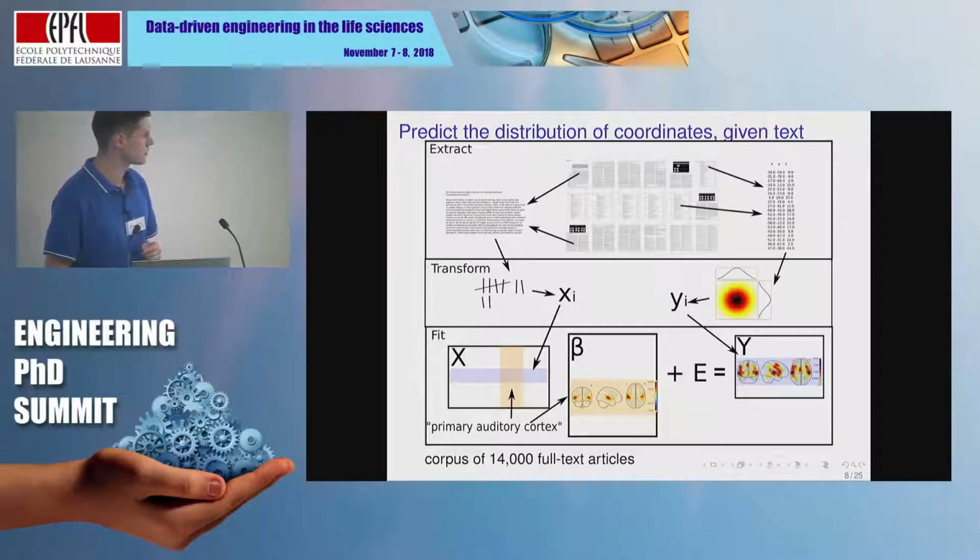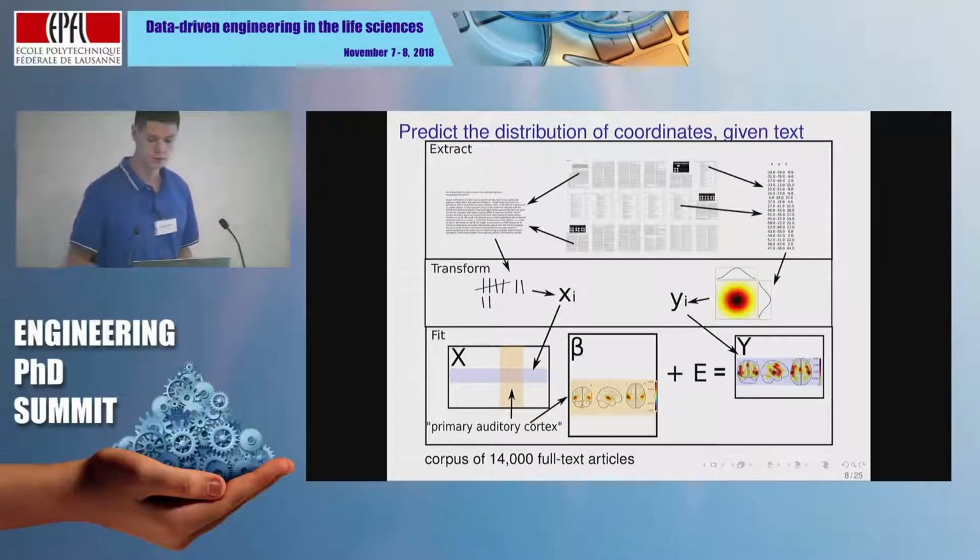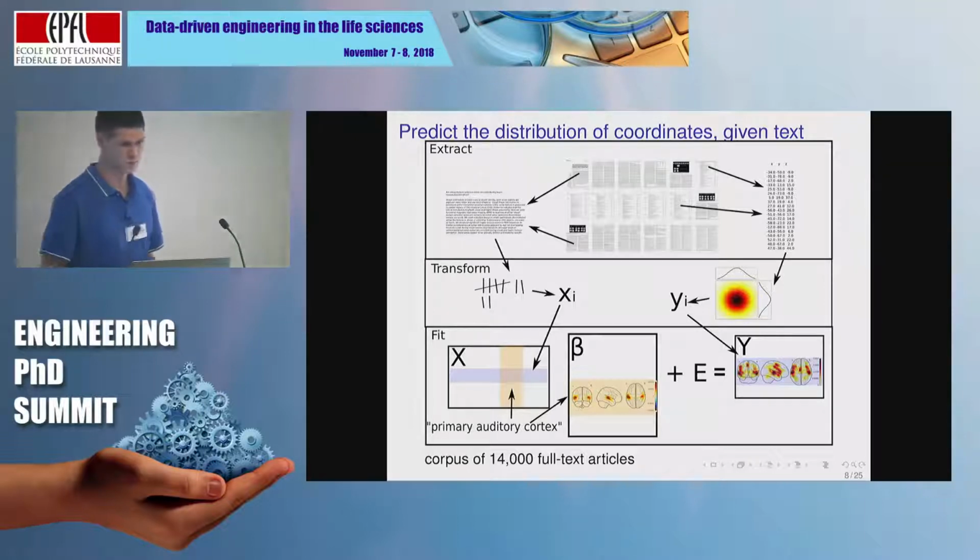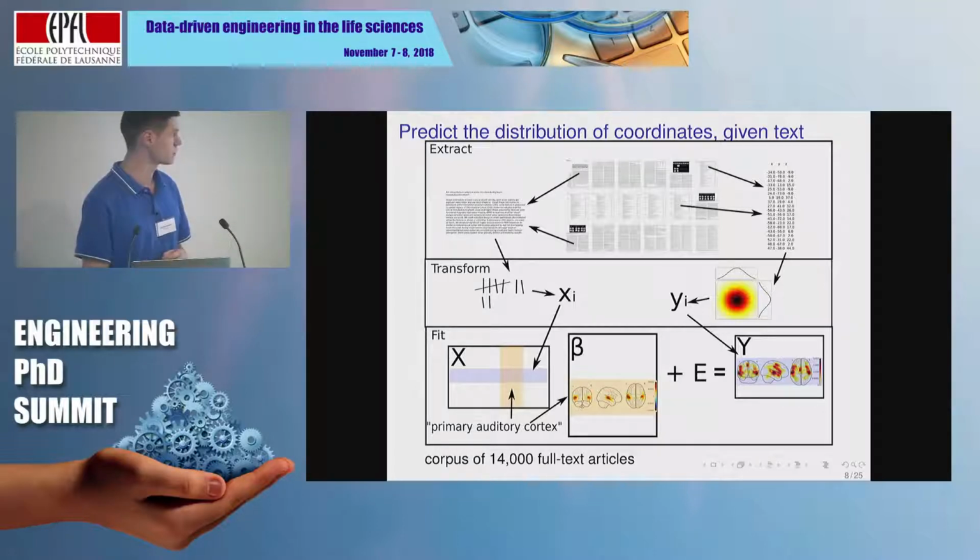And then we simply fit a linear model because we want the coefficients of the model to be easy to interpret, and also because text is very sparse and high dimensional, so it makes sense to use simple models. Out of the many articles that we downloaded, we could extract peak activation coordinates from 14,000. So our data, this matrix, has size 14,000 times a few thousands to a few hundred thousands for the vocabulary size.